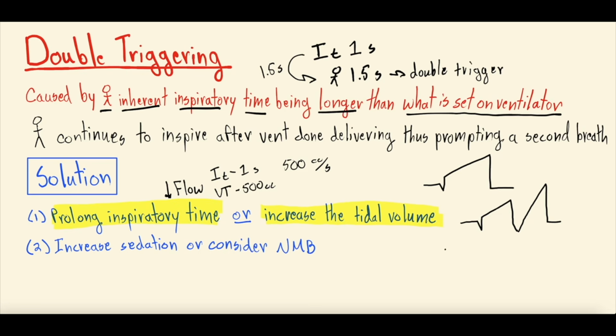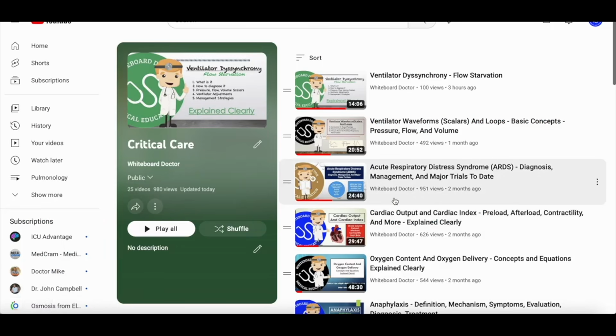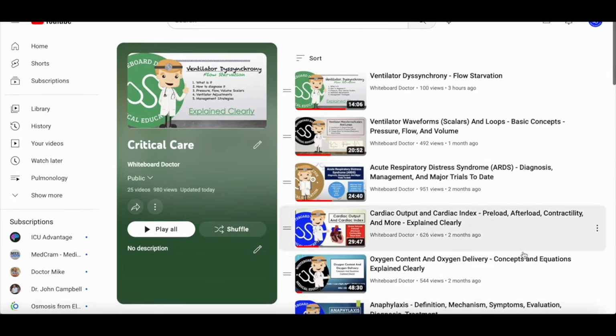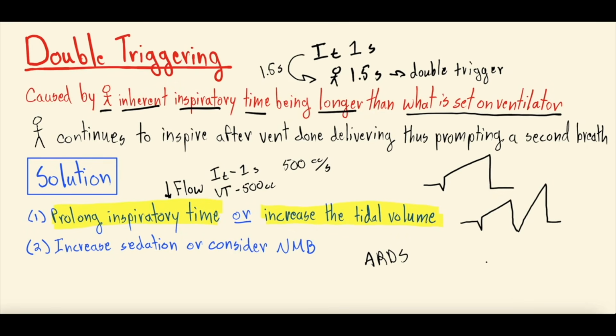Now, this gets a little tricky. Because let's say someone has severe ARDS, and we've talked about ARDS a number of times. It's in our critical care playlist. There's one there, and I think we've talked about it a handful of other times in here. So we'll link some of those videos in the video description. But in ARDS, what you're trying to do is target 6 cc's of tidal volume per kg of ideal body weight. That's one of the ARDS endpoints. So if someone is double triggering, increasing their tidal volume would actually get you off of this 6 cc's per kg if that's what they were set at.